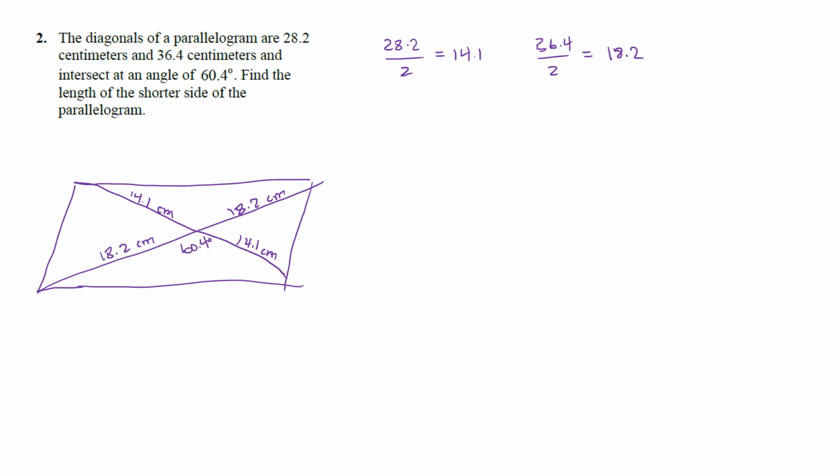All right. Now we want to find the length of the shorter side of the parallelogram. Okay? So this would be the shorter side. Oh, I put my angle. Let's move our angle. That's more of an obtuse angle. We want it to be on the acute side, 60.4 centimeters. Nope, degrees.